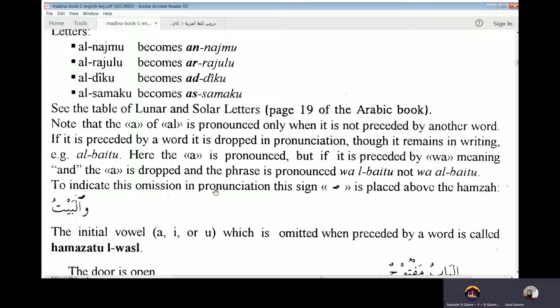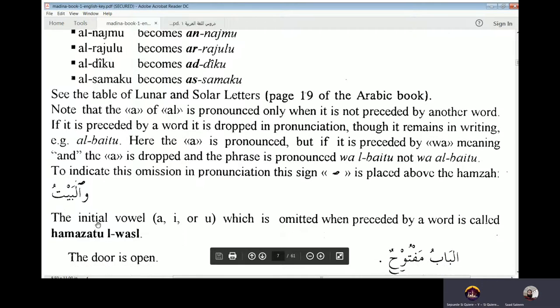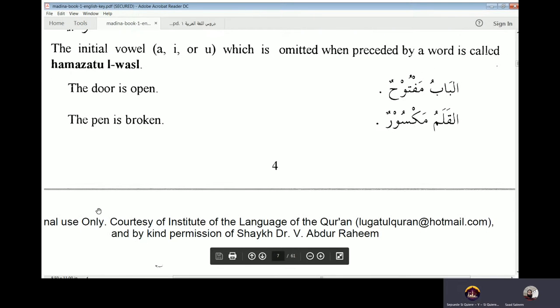To indicate this omission in pronunciation, this sign is placed above the hamza. Walbaytu. The initial vowel A, I, or U, which is omitted when preceded. A means fatha, I means kasra, U means dhamma. The initial vowel fatha, kasra, or dhamma, which is omitted when preceded by a word is called hamzatul wasl.